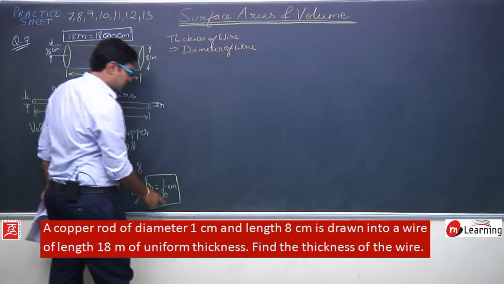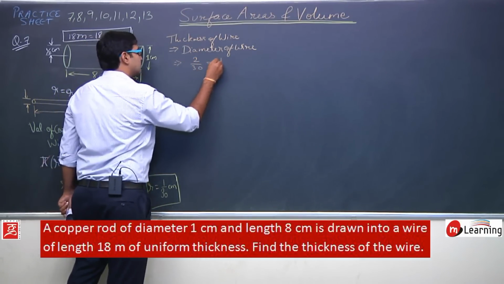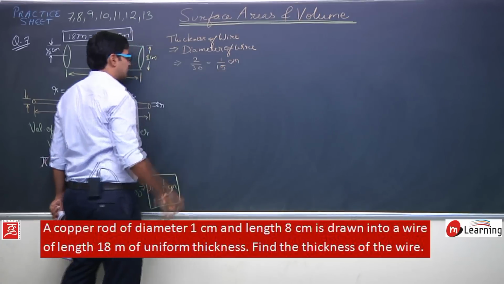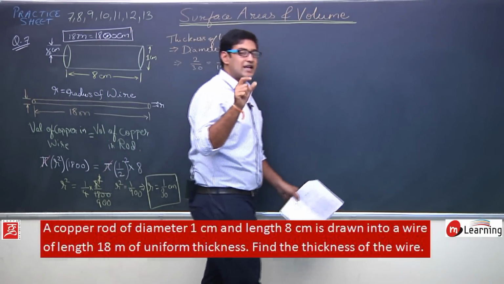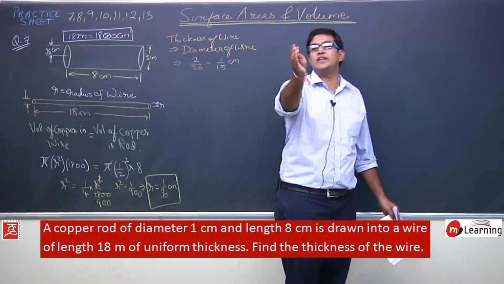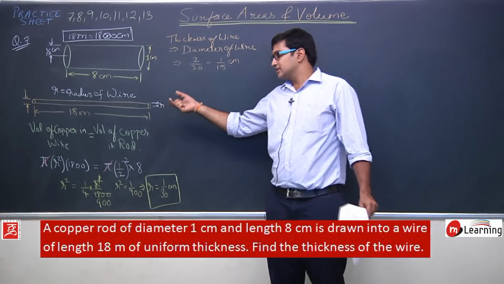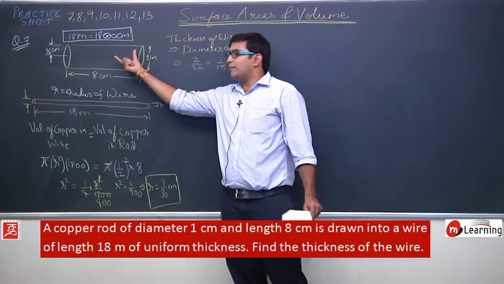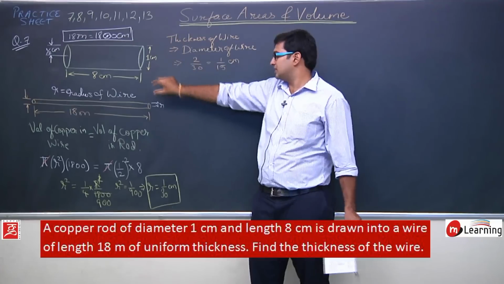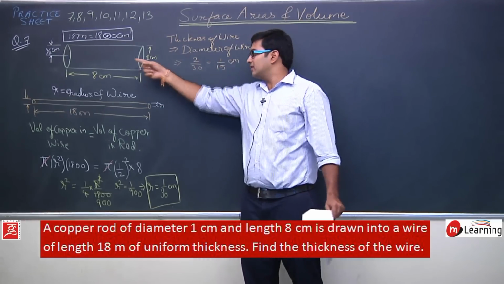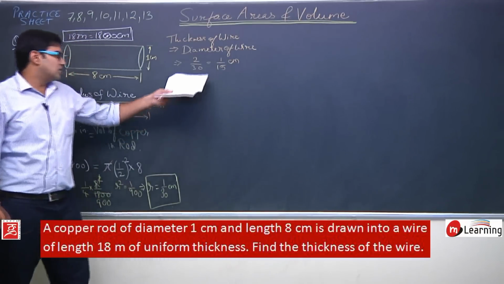If radius is 1 upon 30, then diameter is 2 upon 30, that is 1 upon 15 centimeters. Okay. So just think about 1 upon 15 centimeter, it means I have divided 1 centimeter into 15 equal parts. So this much is the thickness of this wire. So just see the technology that this copper, which is of 1 centimeter thickness, is converted into a thickness which is 1/15th of the actual copper rod. Okay. So this is the thickness of the wire.